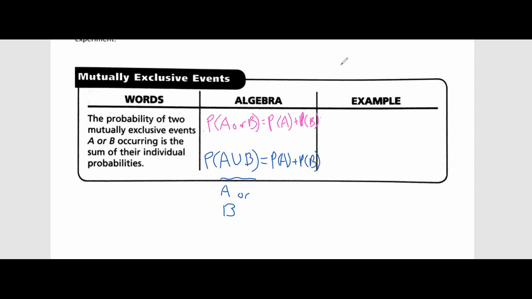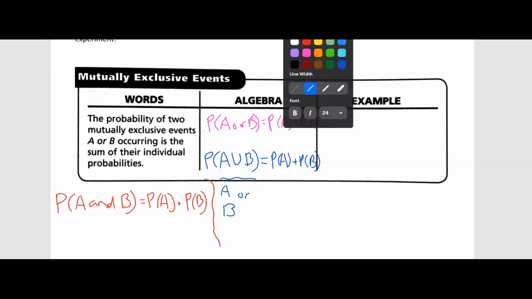So that little U shape, if you see that, that means probability of A or B. If we think back to the probability of A and B, well, that's the probability of A times the probability of B.